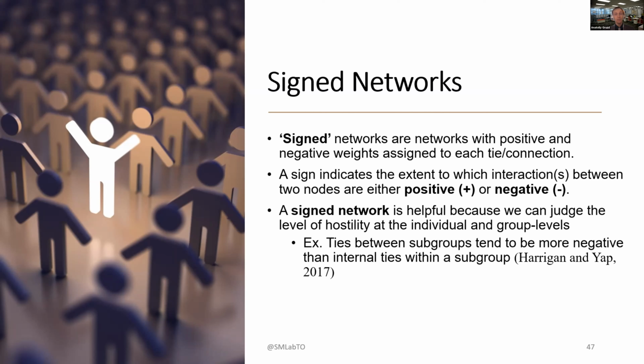And so signed networks are quite helpful when we study, let's say, interactions in online communities, especially when people discuss controversial topics, because using this type of network, we can judge the level of hostility both at the individual node level as well as at the group level. For example, at the group level, we can expect that connections between subgroups tend to be more negative than internal connections within any particular subgroup.